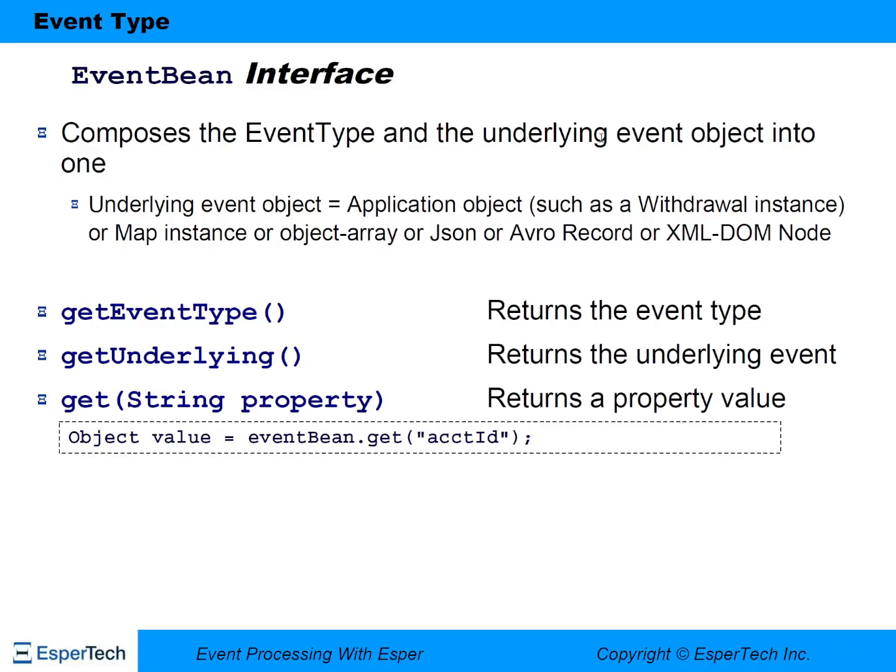The EventBean interface composes the event type and the underlying event object into one. And the underlying event object is one of these application objects, such as the Withdrawal object, or Map instance, or object array, or JSON, or Avro record, or XML DOM node. The getEventType method returns the event type. The getUnderlying method returns the underlying event. The get method takes a property name and returns the property value. For instance, Object value = eventBean.get("accountId").